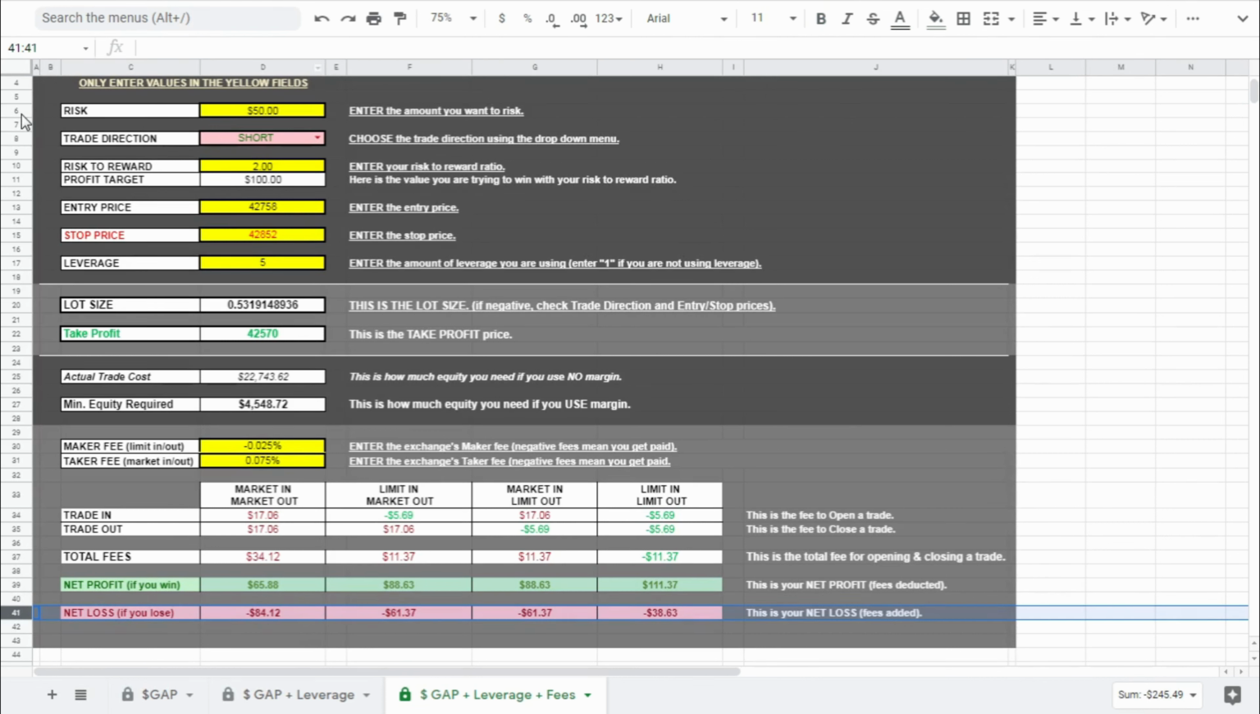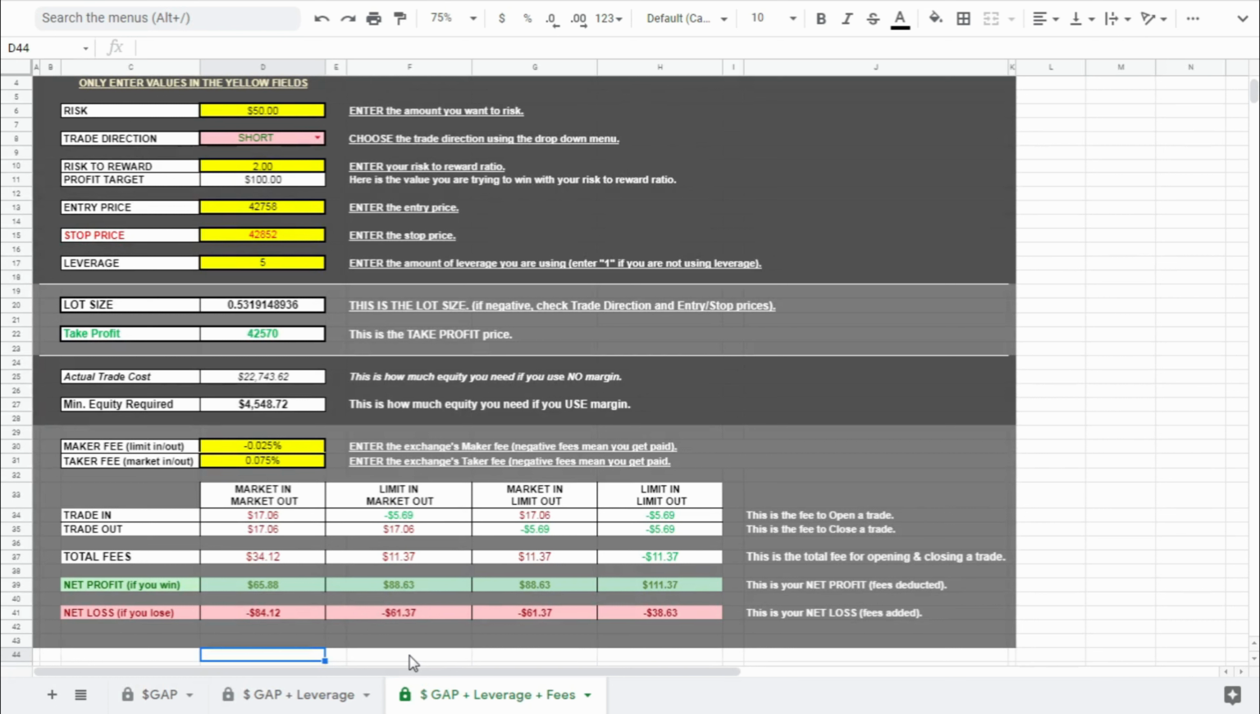Remember, we only want to risk $50. Now if you lose, you're losing $50 and the fees. So you're going to lose a total of $84.12. Obviously, the blow is softened if you limit in, limit out. So instead of losing the $84 because you're getting paid $11.37, you're only losing $38.63.